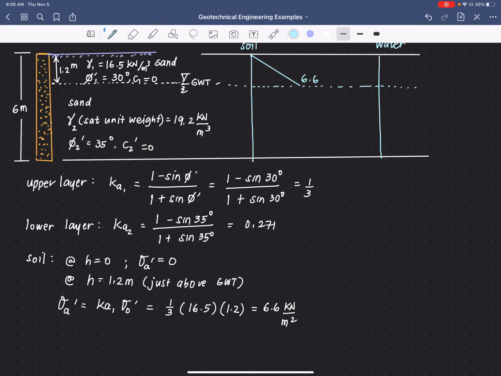But then at the intersection of layer 1 and layer 2, so let us write at H equals 1.2 meters again. Let me write just below.